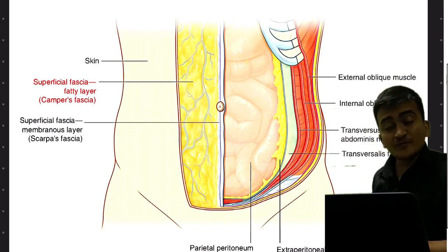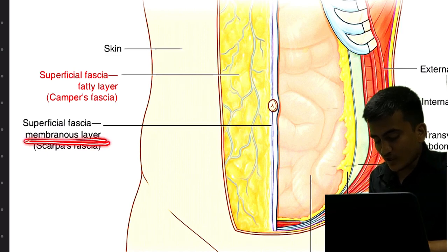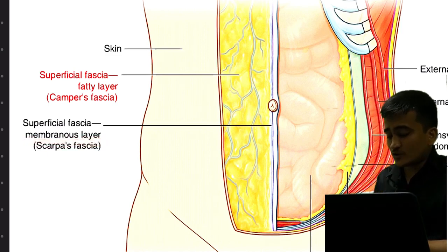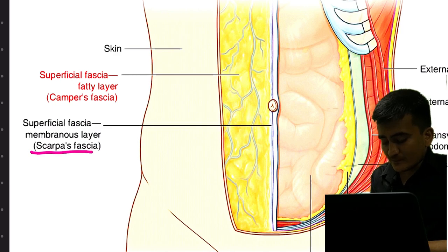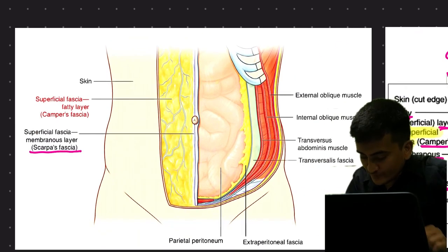We'll get the membranous layer of the superficial fascia, and what is it called? It is called Scarpa's fascia. Camper's fascia and then Scarpa's fascia. So we reached right here, right?